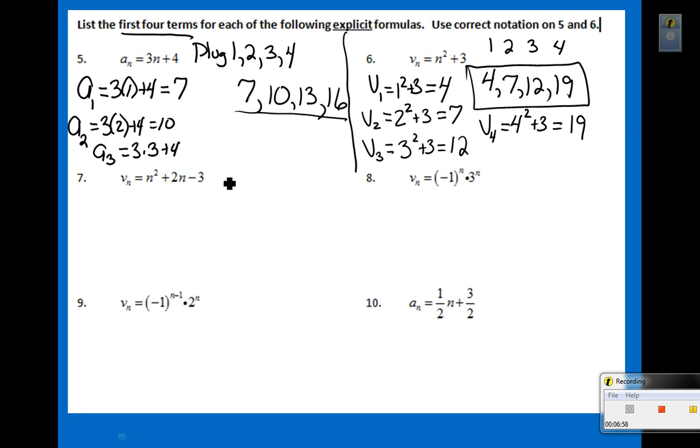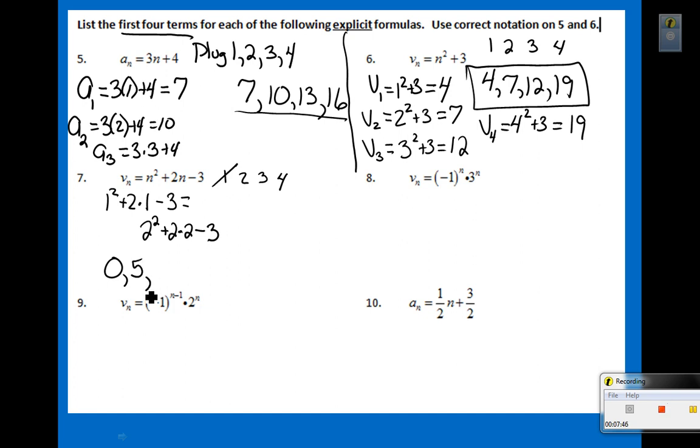So on number 7, I'm going to put down a 1, 2, 3, 4. And then you're just going to grab your calculator and go 1 squared plus 2 times 1 minus 3. You're going to type in 1 squared plus 2 times 1 minus 3 equal. And when you do that, I got 0. And then you're going to do the same thing for a 2. You're going to type into your calculator 2 squared plus 2 times 2 minus 3. And when I did that, I got a 5.